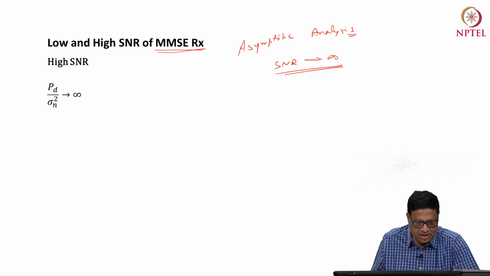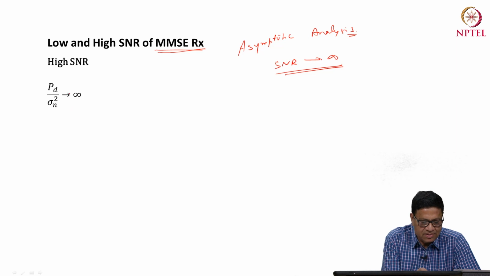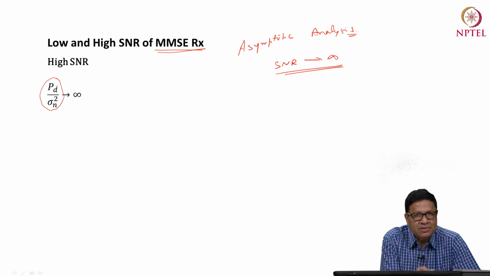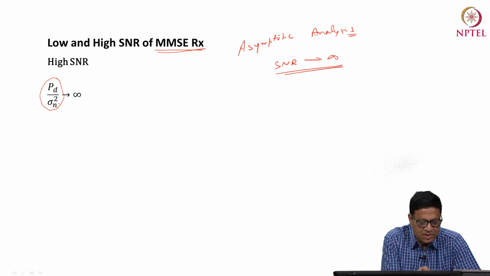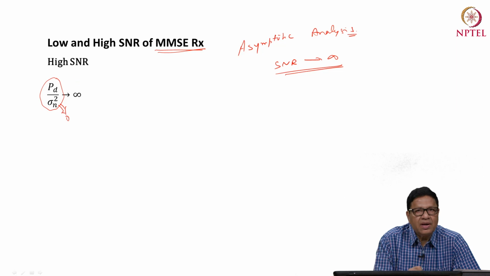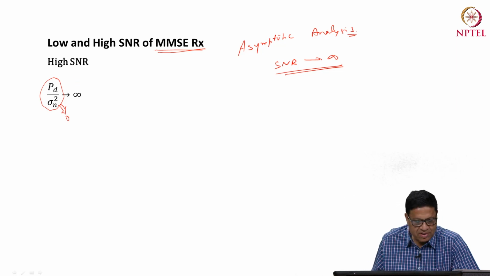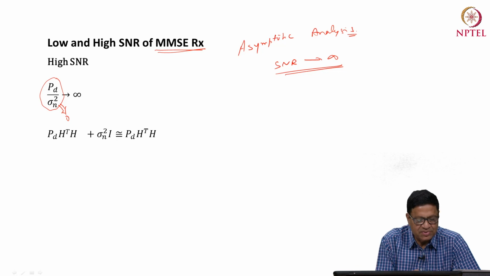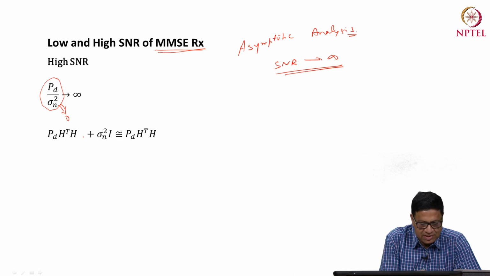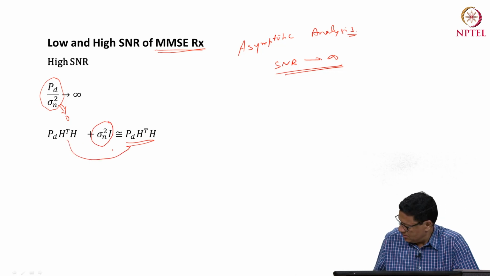Let us see at high SNR. When high SNR, this term, which is signal power divided by noise, will tend to infinity, because the sigma n square is close to 0 in a high SNR condition. So if I put this value in the earlier equation which I had written when we were discussing the MMSE receiver, PD HTH plus sigma n square I is equal to PD HTH, because this is tending to 0. So we are left with only PD HTH.